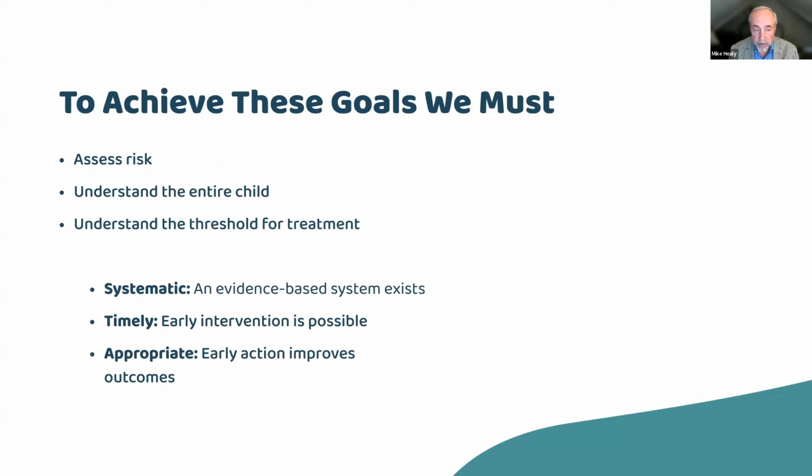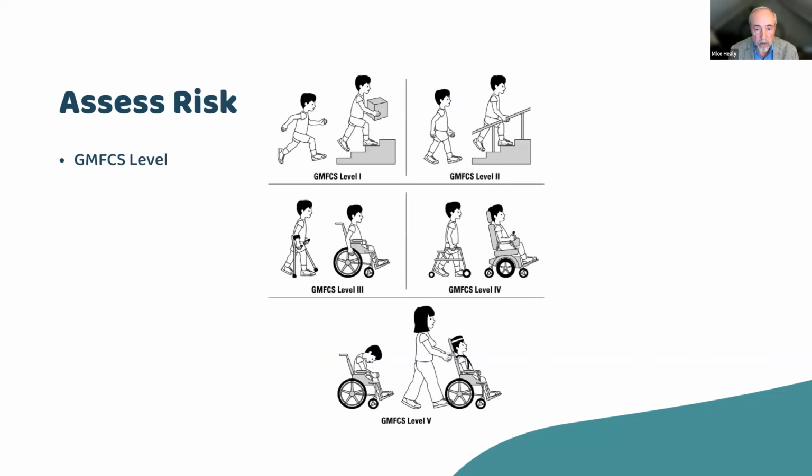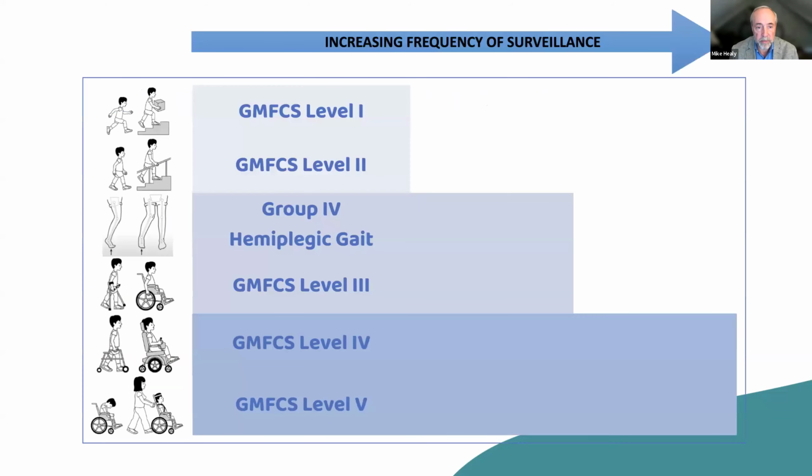In order to achieve these, going back again to WHO specific standards or direction, we have to assess risk, understand the entire child, understand the threshold for treatment, and then act upon that, because early intervention leads to better outcomes. So starting with assess risk, we've talked about this. Know the GMFCS level, know the associated risks. How do we employ that then?